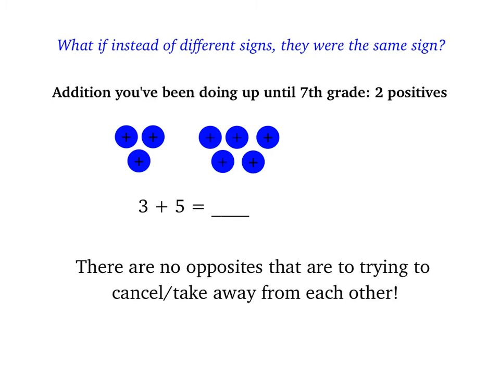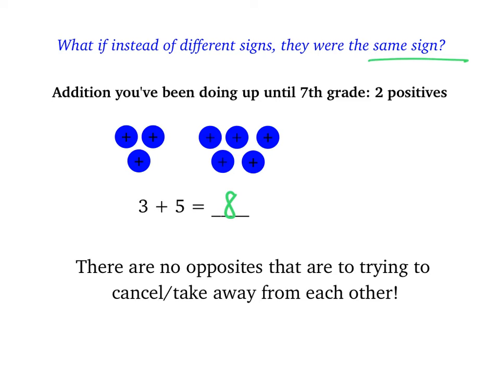So today what we're going to look at is what if instead of different signs, they were actually the same sign? And the good news is this is what you've been doing up until 7th grade every time you've been adding numbers. You've been adding two positives. So I don't think any of you would need to see 3 plus 5 to know the answer is 8. But what I do want to point out is the absence of opposites. There are no opposites that are trying to cancel or take away from each other.